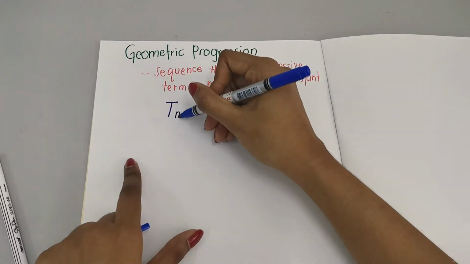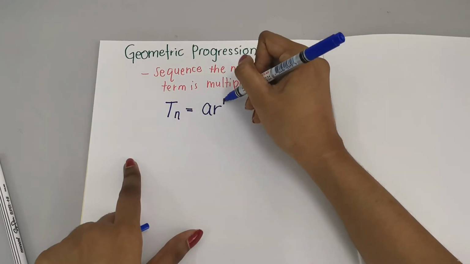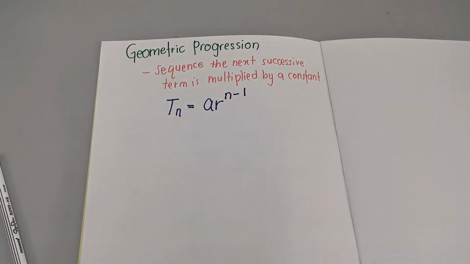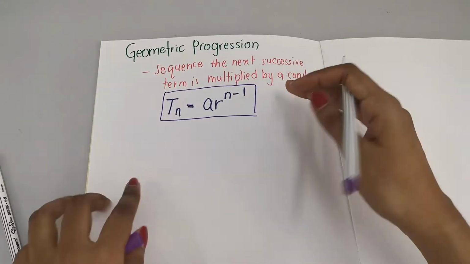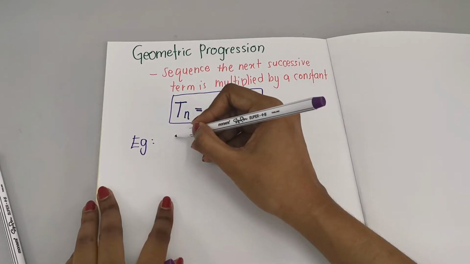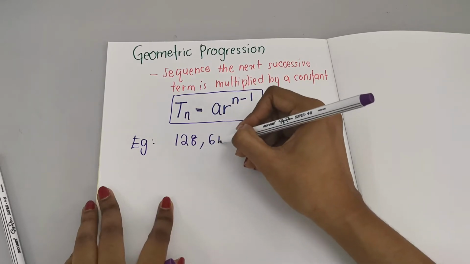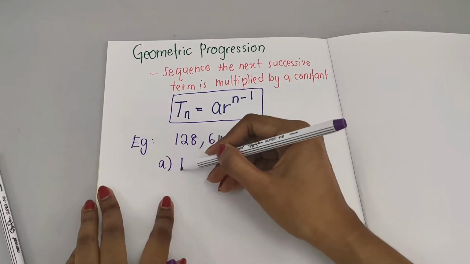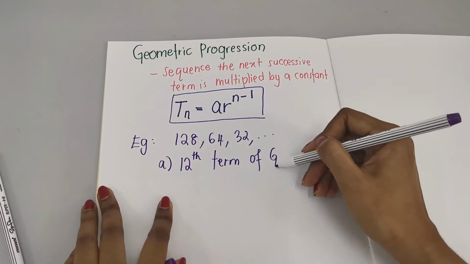So what we can do is we use the formula to find the term Tn equals AR^(n-1). So this formula is something that we need to know and memorize. If you keep practicing, it's very easy to memorize. Let me give you an example here. Let's say you're given a geometric progression of 128, 64, 32. Now find the 12th term of the GP, geometric progression.